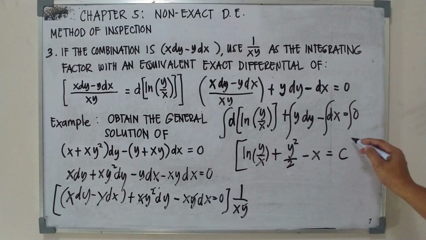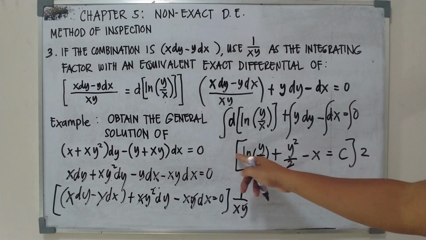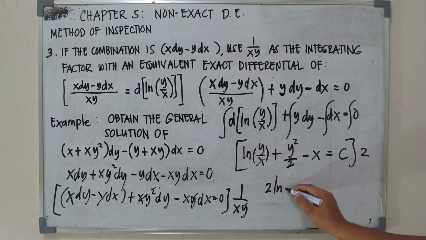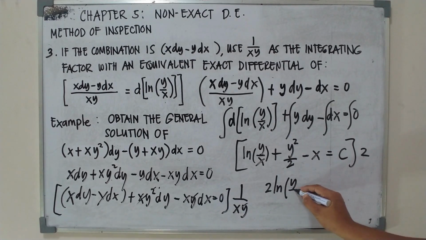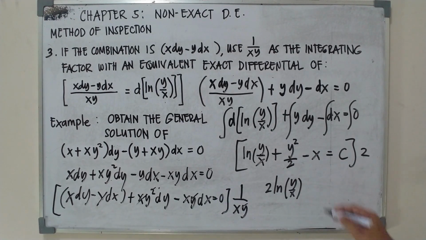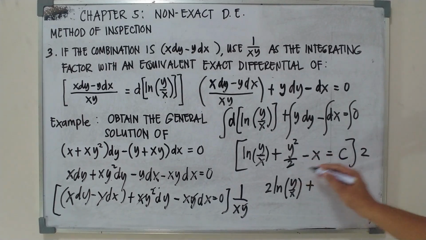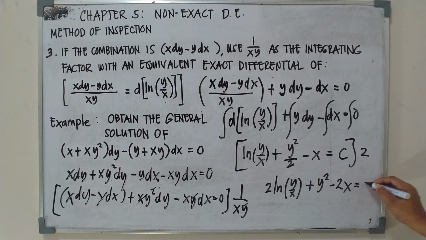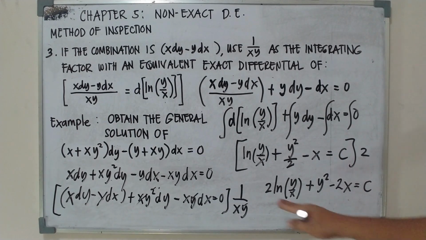Okay? This is multiply this by 2. So, we have here 2 times ln of y over x is equals to 2 ln of y over x. Yan. And this is plus. Cancel out yung 2. We have here y squared. And this is minus 2x. And this simply equals to c. Ito na ba yung sagot natin? Pwede na rin ba yan? Yes, pwede na rin to.